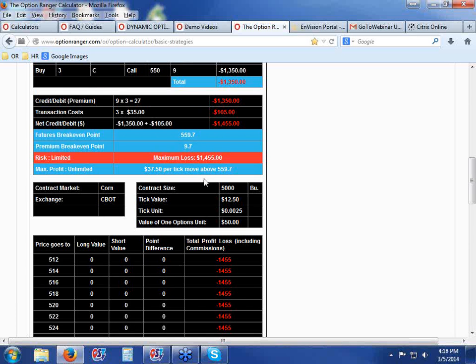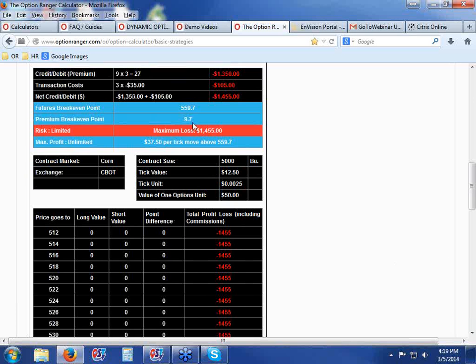Nonetheless, that's the maximum textbook risk. Your profit is unlimited, and look at this, because you bought out of the money. It's a long shot. You're looking for a home run. Intrinsically, you need to be above 550, 970. So it's a long shot, but if you think that's going to happen and you think it's going to happen fast, your premium break-even point is 9.7.